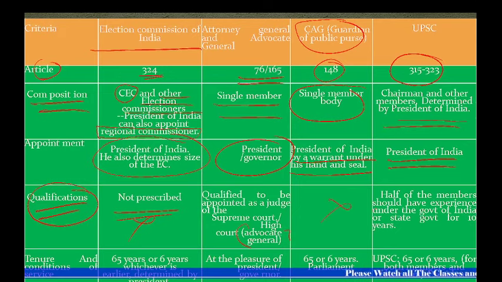For CAG, no such criteria has been mentioned here. For UPSC, half of the members should have experience under the government of India or state government for 10 years. At least 10 years experience is required to become a member of the UPSC.